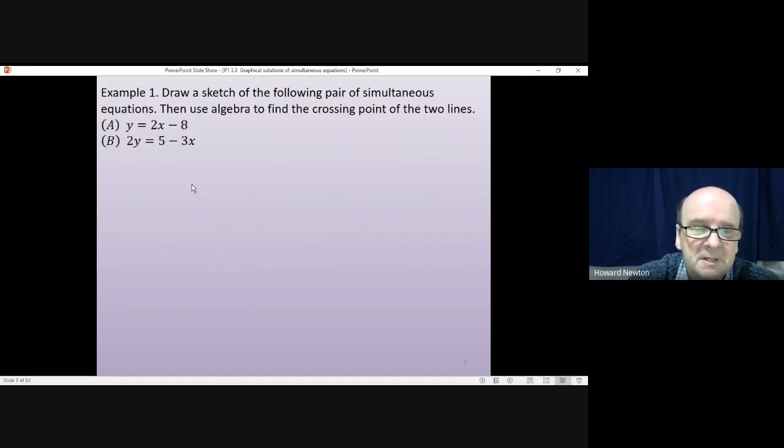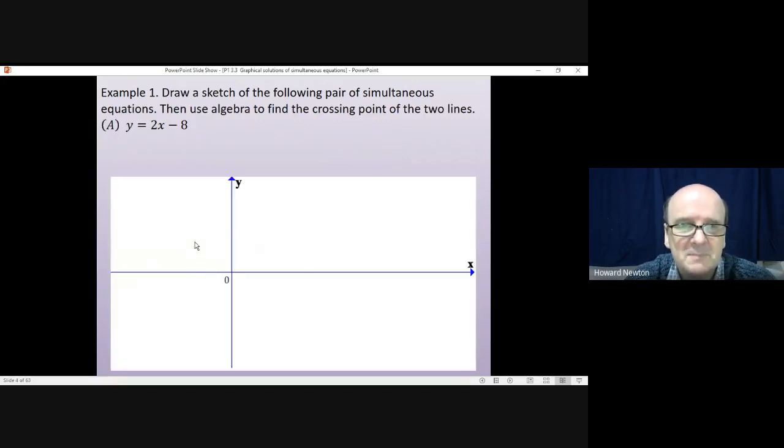Okay, let's have a look at this. So we need to sketch those two lines. The first one, y equals 2x minus 8. To sketch a line, you just need to know 2 points on it. The two easiest points are the crossing points on the axes.